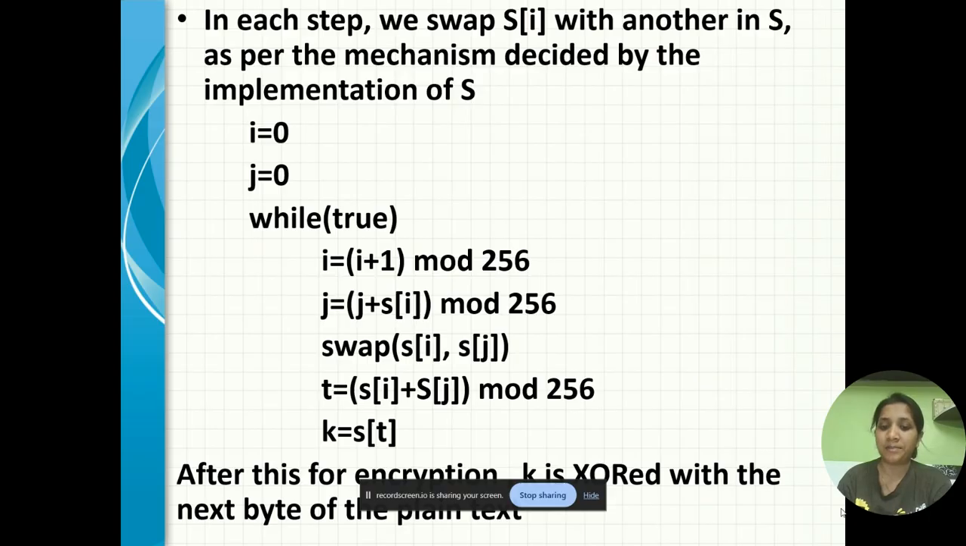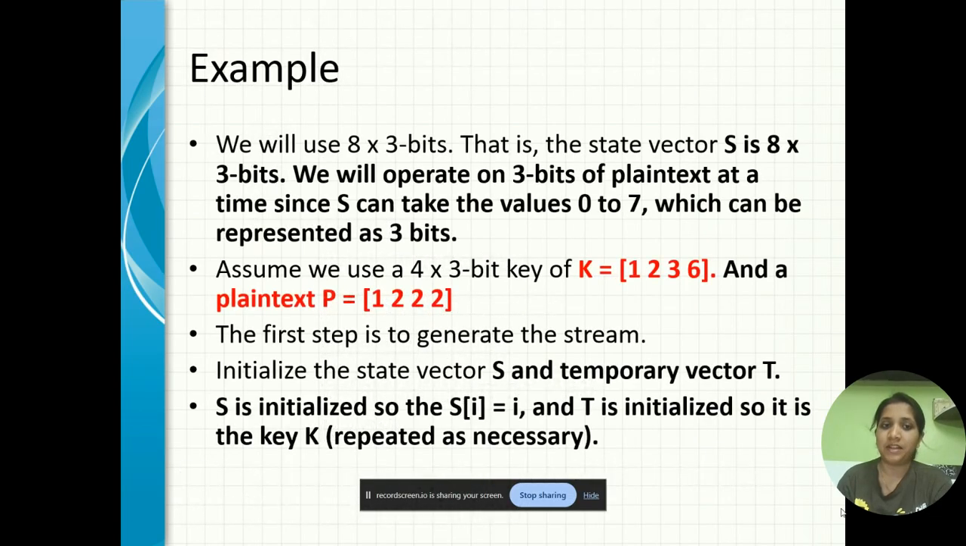After this, for encryption, K is XORed with the next byte of plain text. For example, we will use a state vector S of 8 times 3 bits. We'll operate on 3 bits of plain text at a time since S can take the values 0 to 7, which can be represented as 3 bits. Assume we use a 4 times 3 bit key K, that is 1 2 3 6, and plain text P, that is 1 2 2 2.